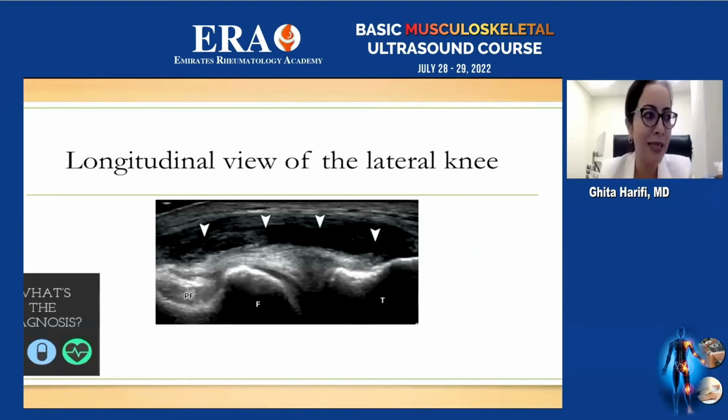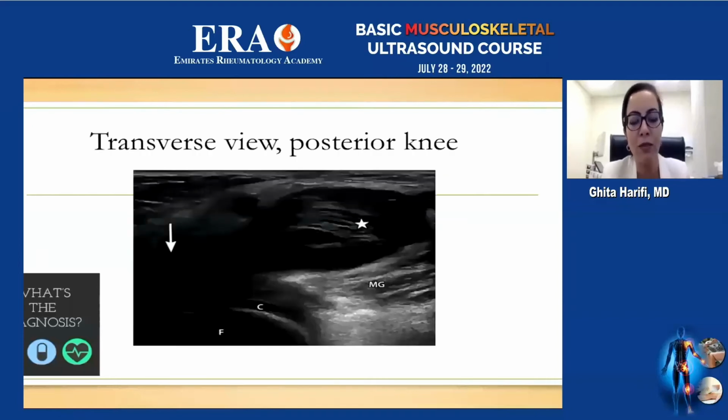This is an iliotibial band friction syndrome, and you can see here in a longitudinal view of the lateral knee a very heterogeneous fluid collection deep to the iliotibial band, which is here. This is a bursa, actually adventitious bursitis, consistent with the iliotibial band friction syndrome. This obviously needs to be aspirated and injected.